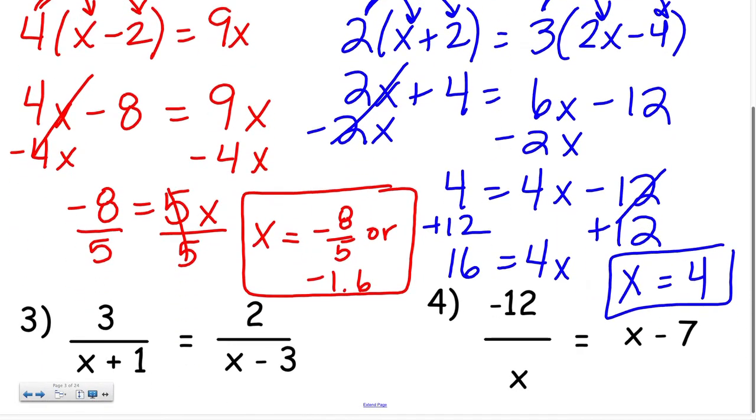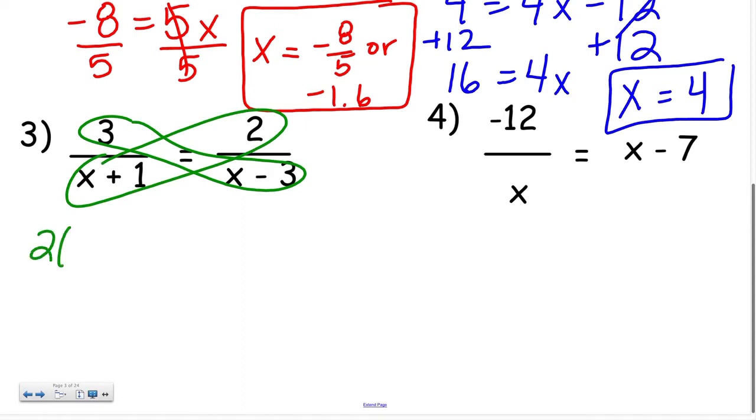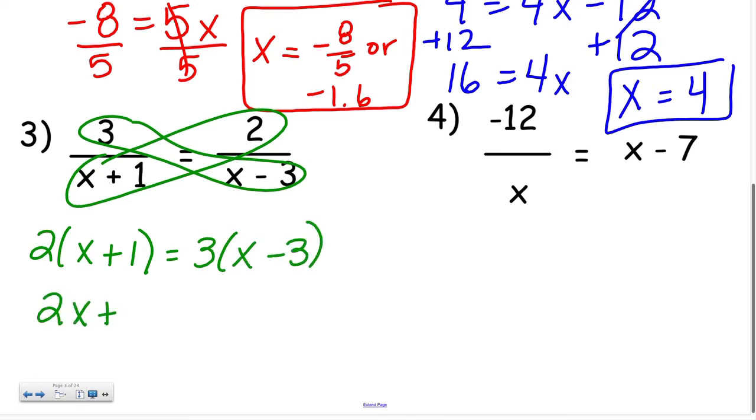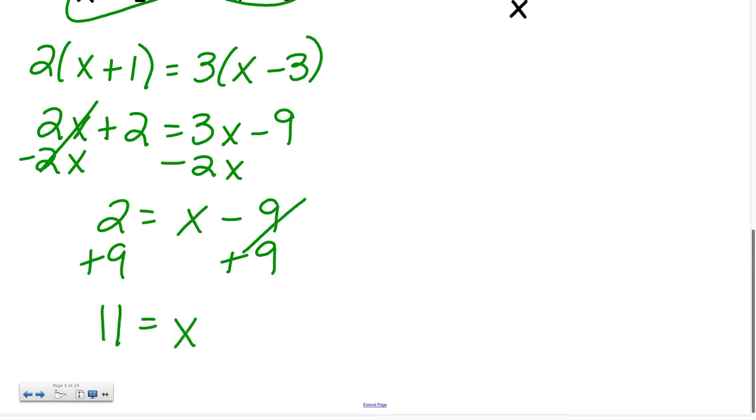Okay. Number 3. Still got fraction equals fraction. Distribute. Get x's all on one side. Move our constants to the other. So because there's nothing in front of x, that means I'm done. So x equals 11.